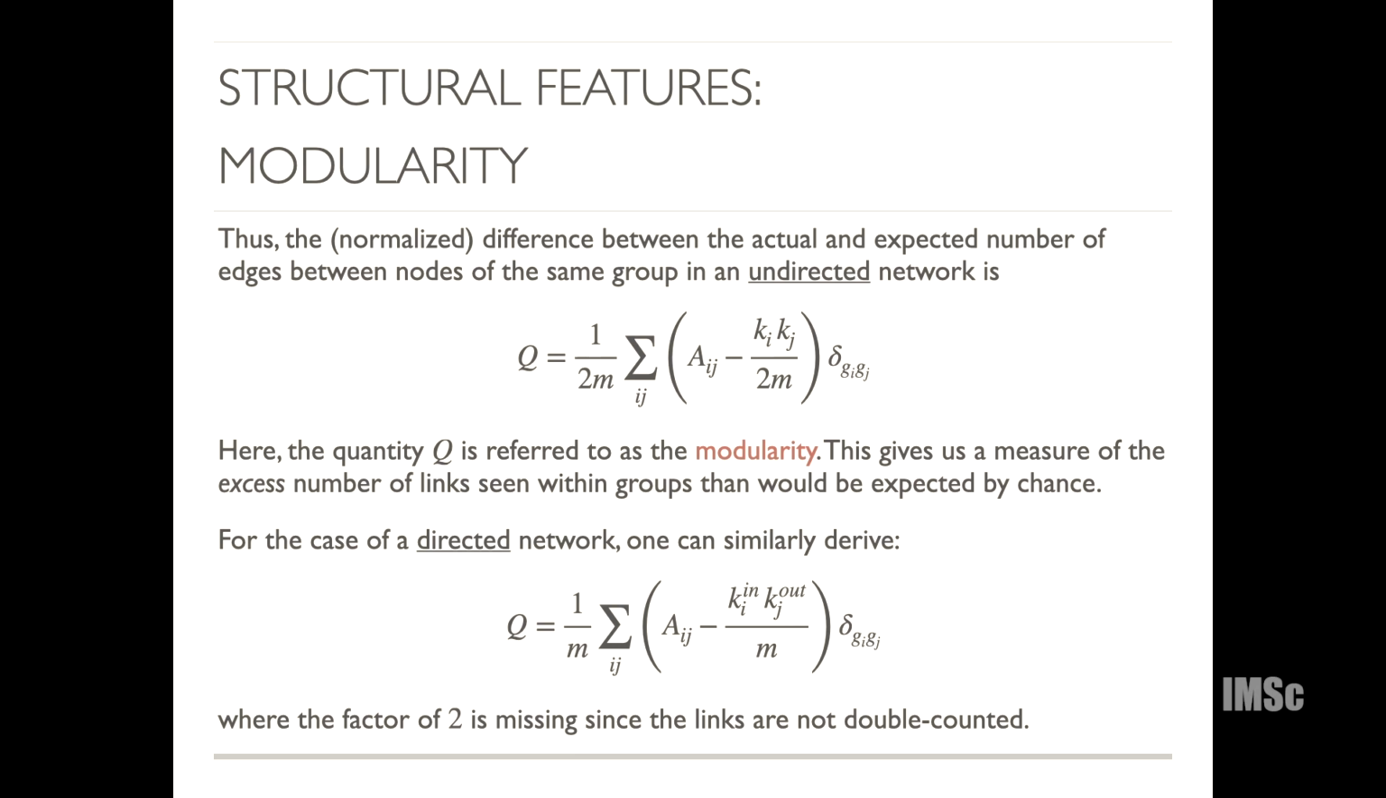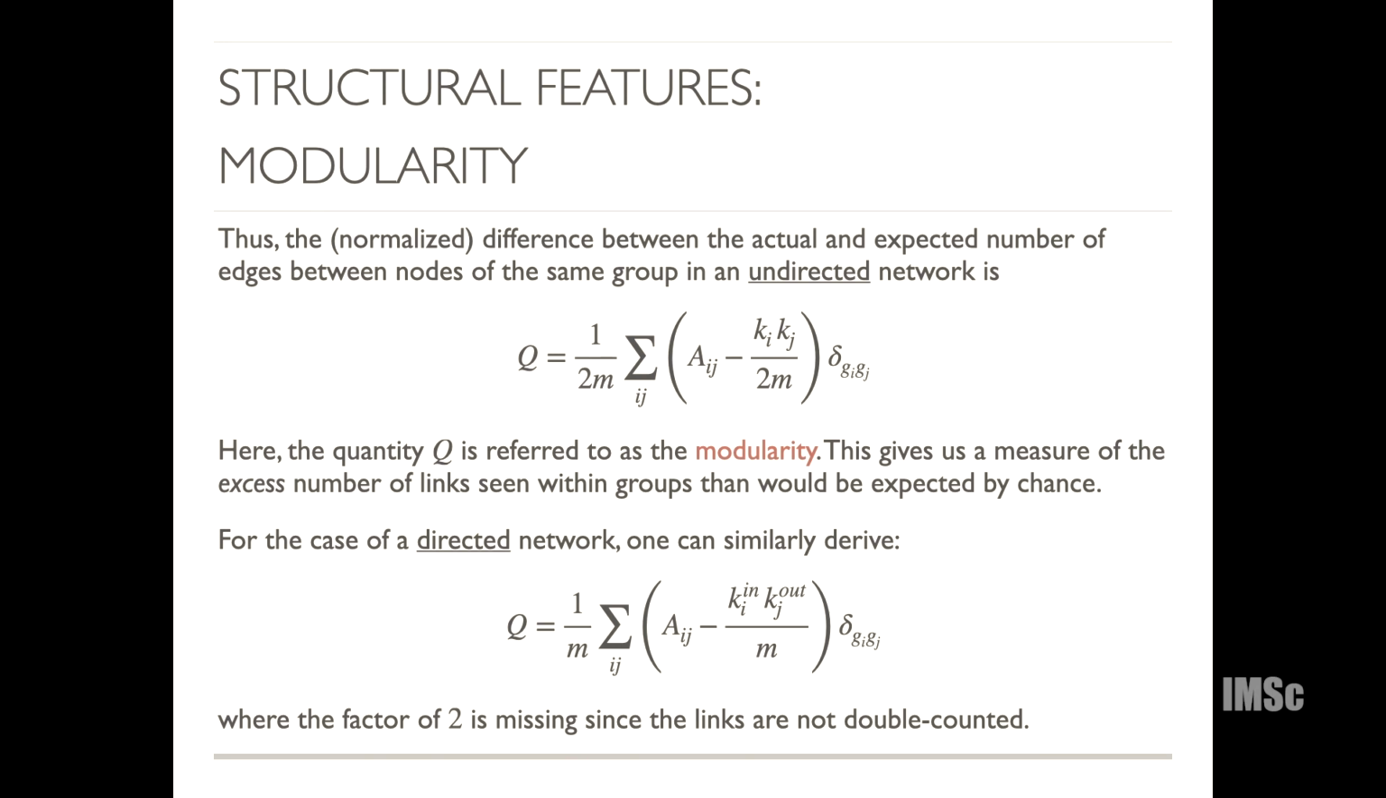The normalized difference between the actual and expected number of edges between the nodes in the same group in an undirected network is basically that, right? I'm just taking the difference of the two, and this normalized difference is what's referred to as the modularity, okay? So the modularity is a measure of the excess number of links that you see within the groups than you would expect by pure chance, okay? If it was purely by chance, it should just be this, but it's not. Or it may not be.